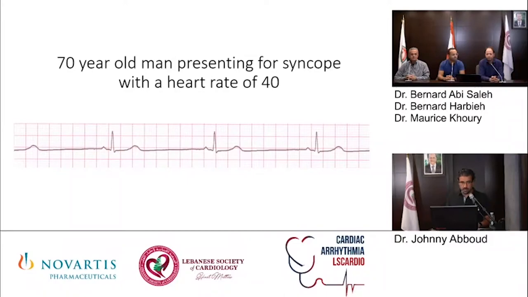Thank you, Bernard. So we'll be talking about evaluation of bradycardia and syncope. We will take the example of a 70-year-old male patient presenting for syncope with a heart rate of 40. As you can see on the EKG, he has simply sinus bradycardia with normal AV conduction. So every P wave is followed by a QRS, but with a slow heart rate of 40.